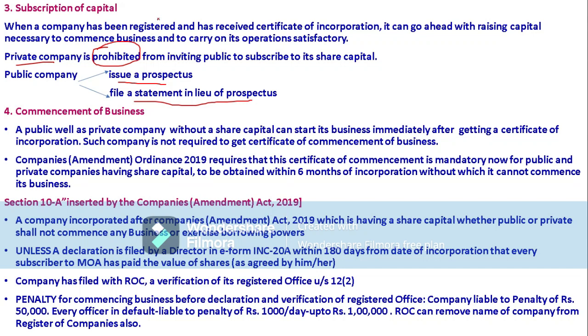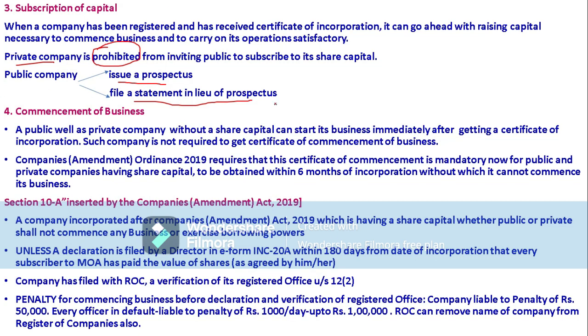See, a public as well as private company without a share capital can start its business immediately after getting the certificate of incorporation. Such a company is not required to get a certificate of commencement of business. But according to the Companies Amendment Ordinance 2019, this certificate of commencement is now mandatory for public and private companies having share capital, to be obtained within 6 months of incorporation, without which it cannot commence its business.